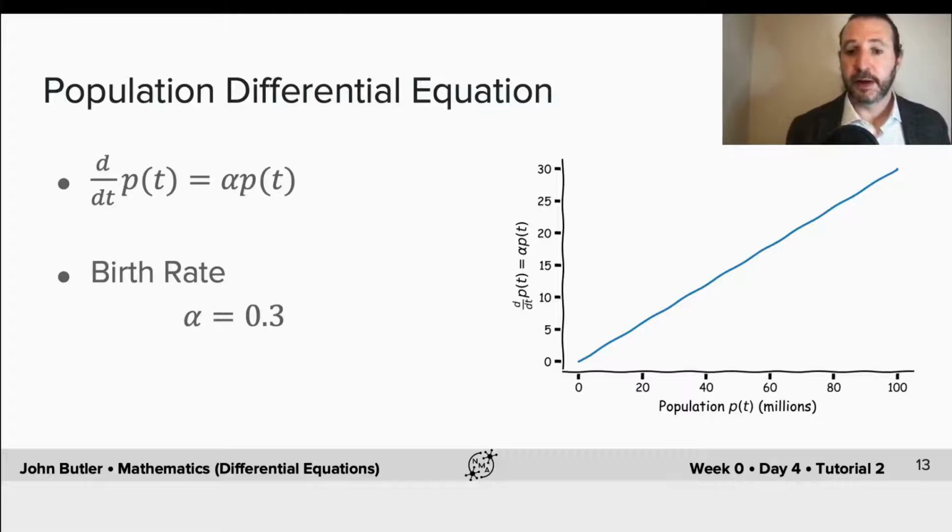So what we see here in the graph is the x-axis is population, y-axis is change in population. And we see a straight line. The larger the population, the larger the change in population. It's intuitive.